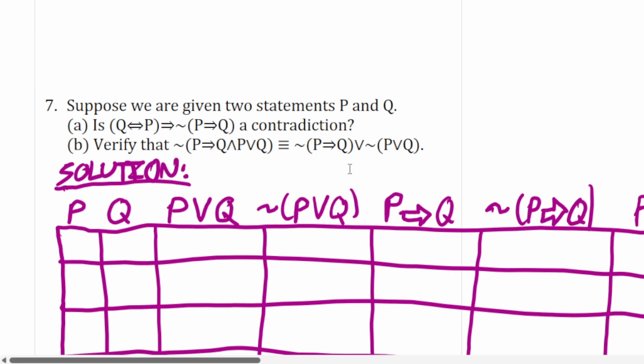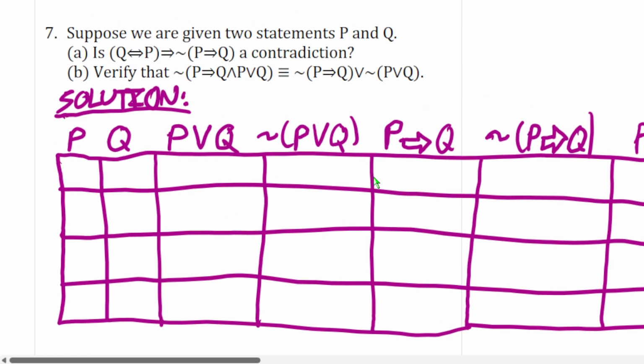Problem 7. Problem 7 gives us two statements, P and Q, and it asks, is the biconditional of Q and P implies not P implies Q a contradiction, and it wants us to verify that not P implies Q conjunction P disjunction Q is logically equivalent to not P implies Q or the disjunction of P or Q.